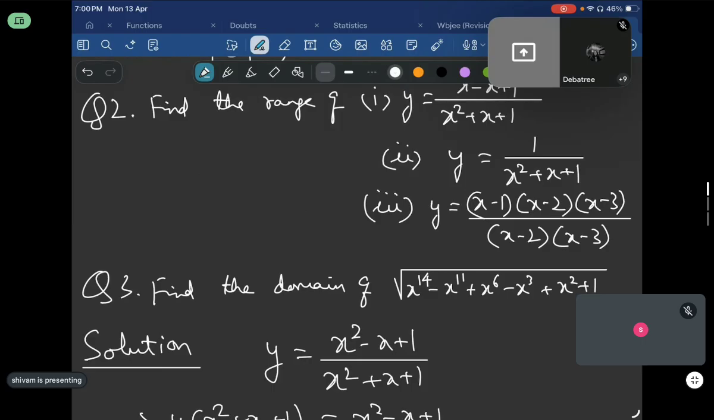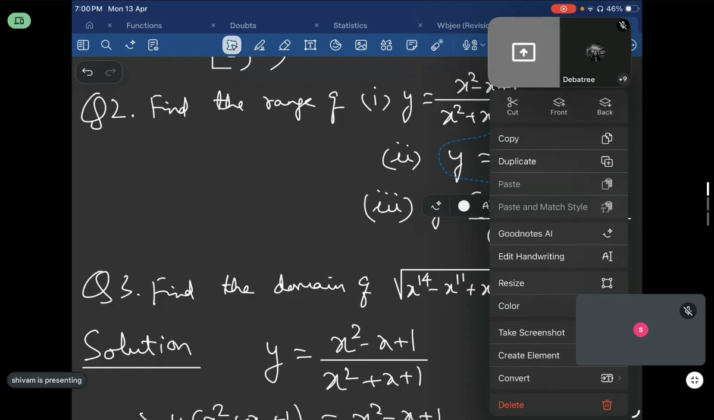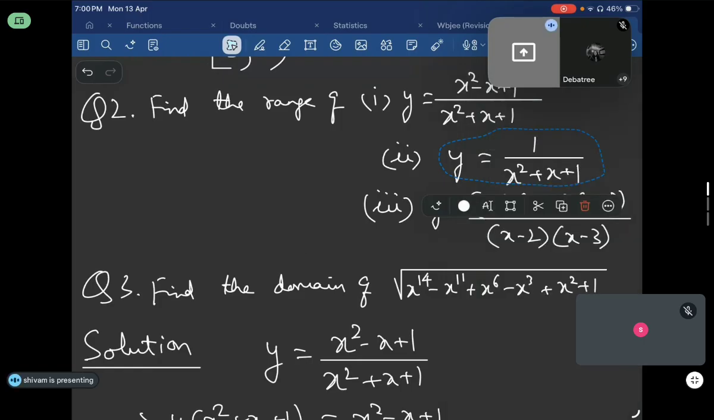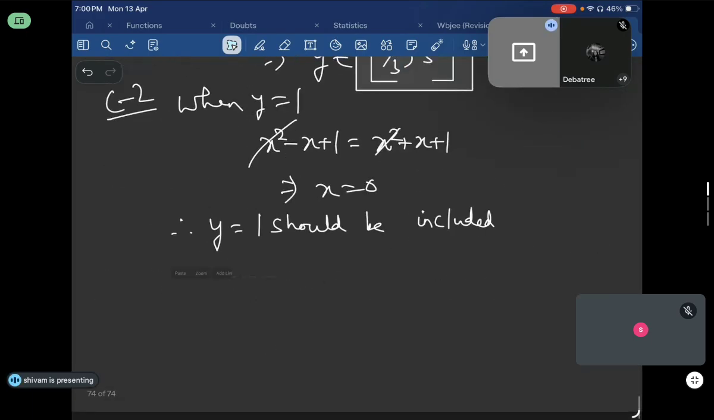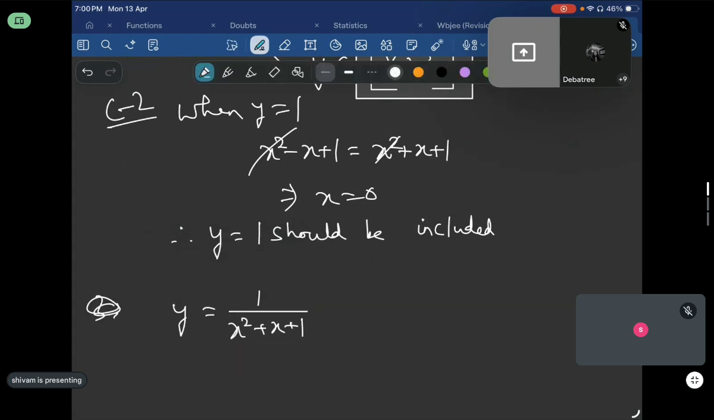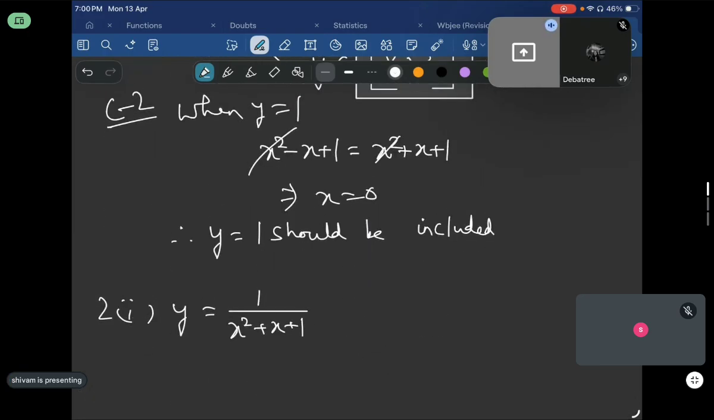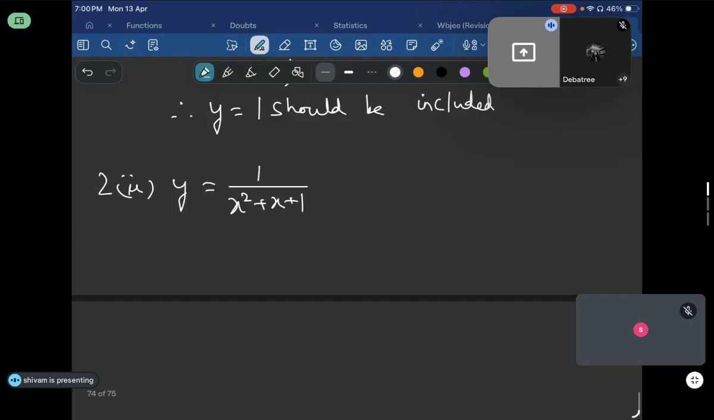Okay, I'm going to solve part 2. Pay attention. y equal to 1 upon x square plus x plus 1. Let us start. There are two ways to solve. Okay, no, this is part 2. There are two ways to solve. Okay, method 1.